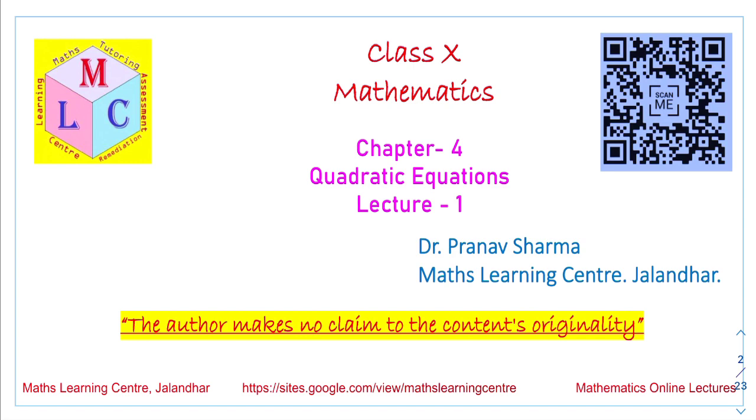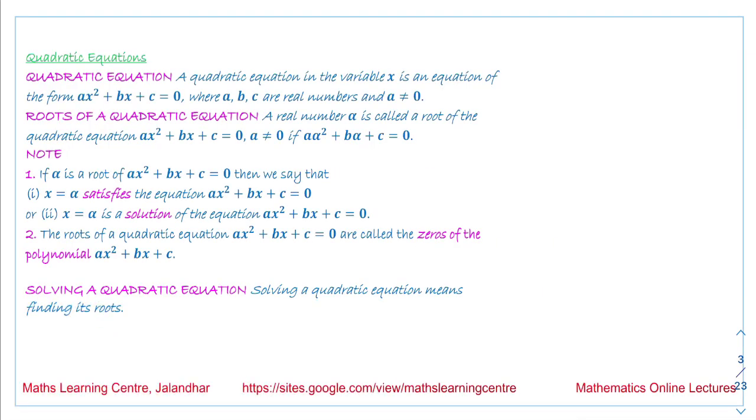We are going to start now chapter 4 of class 10th mathematics. It is quadratic equations, and this is the first lecture. First of all, we are looking at the definition of quadratic equations. A quadratic equation in variable x is an equation of the form ax square plus bx plus c is equal to 0, where a, b, c are real numbers and a is not equal to 0.